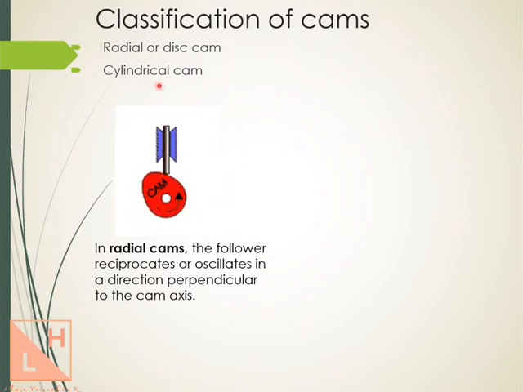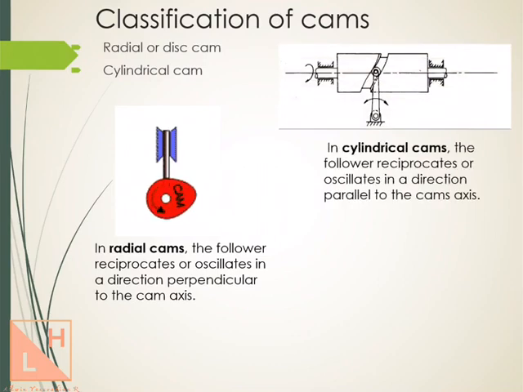The second type is called cylindrical cam, where the cylindrical surface of any object will be grooved. There will be a grooved slot which will be created within which the follower will be attached, whether it might be a roller or a spherical or another cylindrical part which will be attached into this groove. As and when the cylindrical part is rotated, we'll see there is some oscillating motion obtained for this follower. So in cylindrical cams, the follower reciprocates or oscillates in a direction parallel to the cam axis.